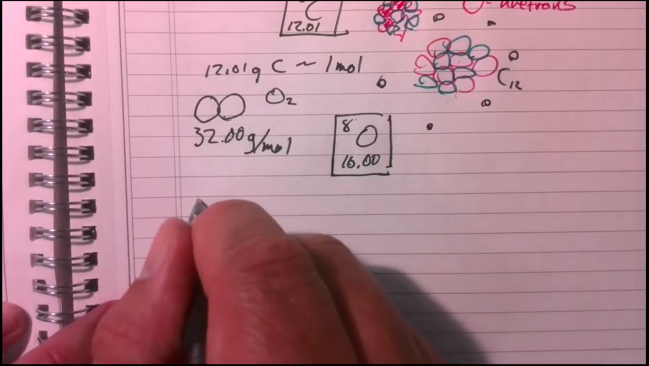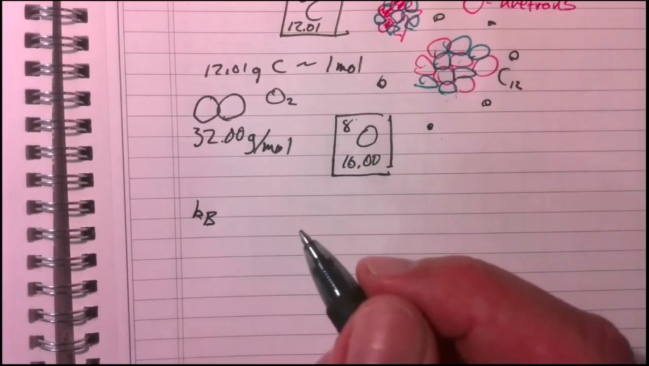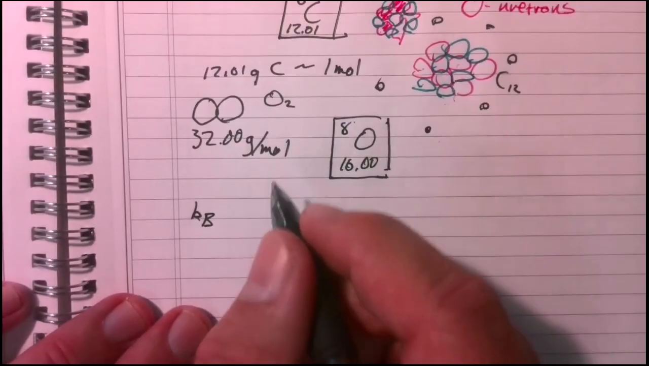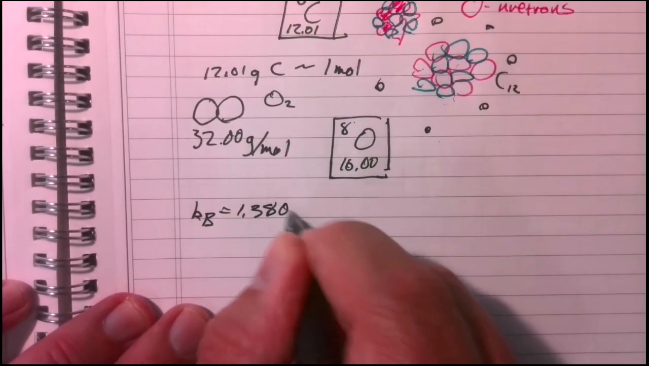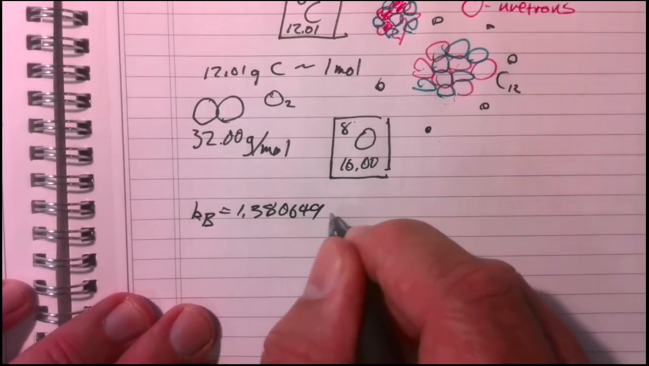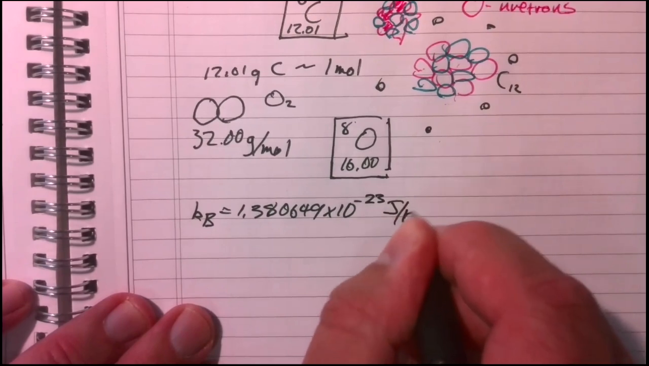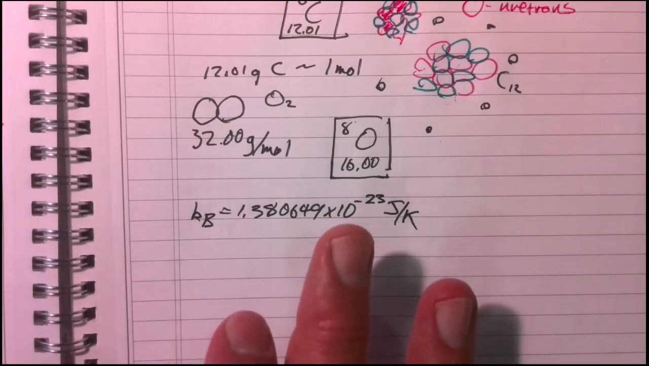The other constant that we're going to need to talk about is Boltzmann's constant. This is another very important constant that we're going to use a lot. Boltzmann's constant is equal to 1.3806649 times 10 to the minus 23 joules per Kelvin. This is a very important concept that we're going to use to relate the thermal energy in a gas to a gas's kinetic energy.